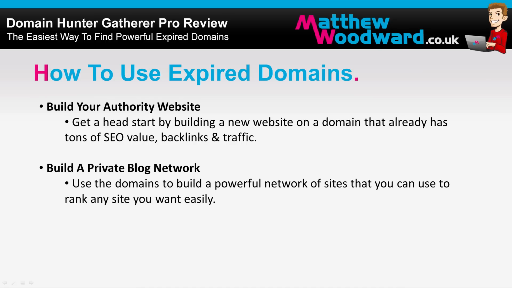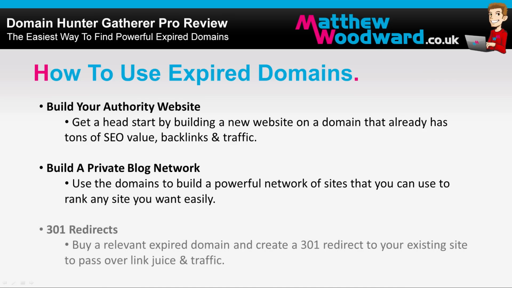A private blog network link is the most powerful type of link that you can get because you are in control of everything from the content, the relevance, the strength of the domain, the anchor text. Everything is in your control, and you can use expired domains to build a powerful private blog network easily.